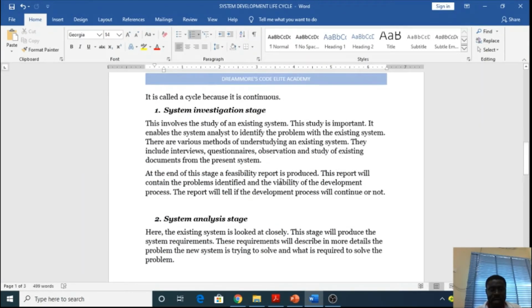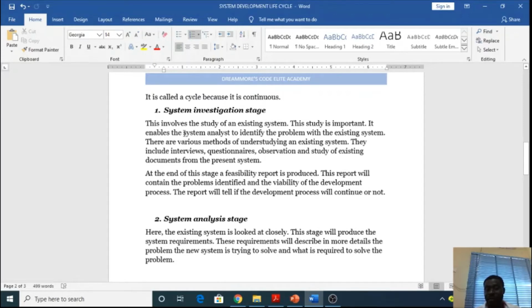Step 1, you do system investigation. This involves the study of an existing system. You have a system that is already on ground, whether it's your business system or a computer system, a hardware or a software. You have something that is already existing. It may not be computerized, like a business that may not have been automated yet. Whatever you're looking at, it is important for you to do an investigation. It enables the system analyst to identify the problem with the existing system.